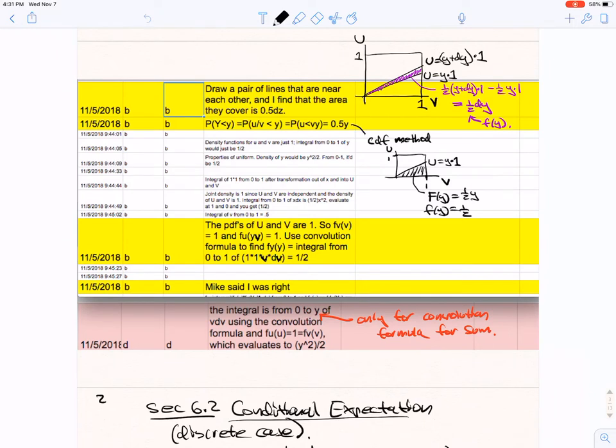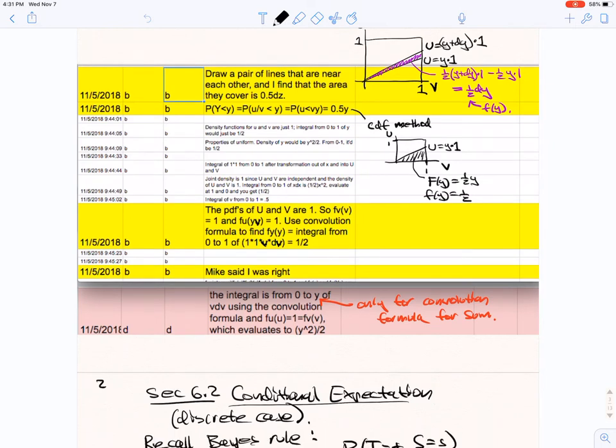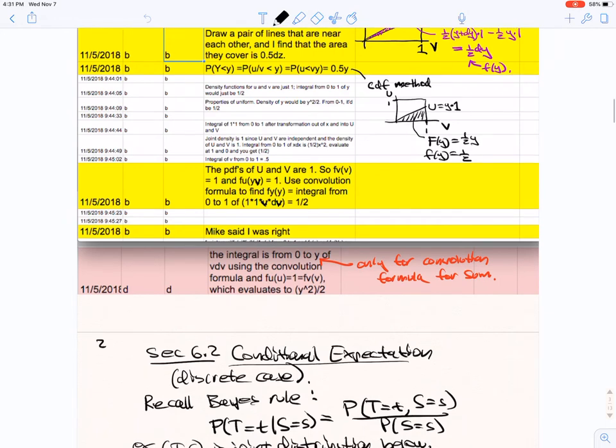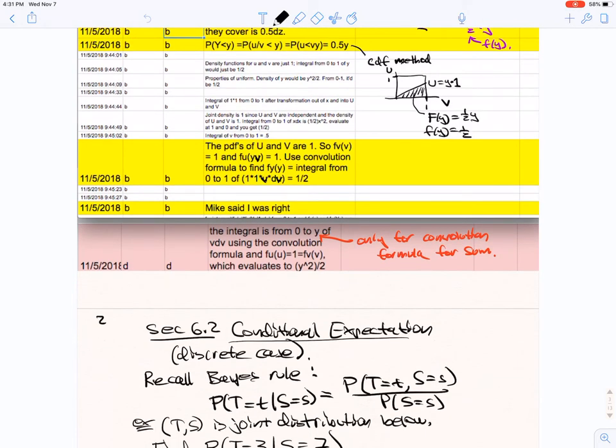Another student basically gave the same solution I did using the convolution formula. The PDFs of U and V are 1, so f of v is 1, f of u at yv is 1. Use the convolution formula to find f of y, which is the integral from 0 to 1 of 1 times 1 times v dv, which is 1/2. Of course, Mike is always right. And once one person didn't do the integral from 0 to 1, but instead did it from 0 to y, and that reminded me of the convolution formula for the sum. So just make sure that you keep your convolution formulas straight.